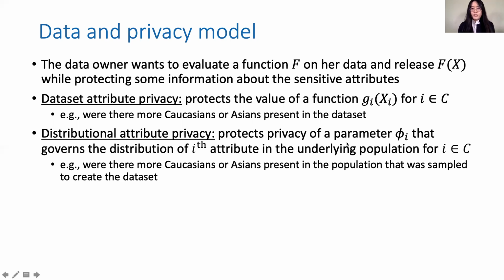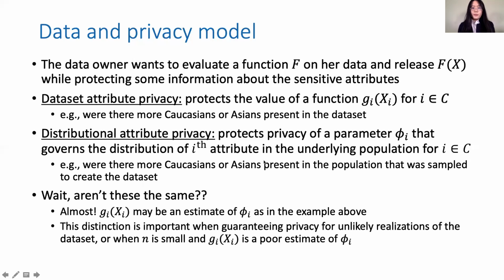Our second privacy notion is distributional attribute privacy, which protects the parameters of the underlying distribution from which the dataset was sampled. For example, the property is: were there more Caucasians or Asians present in the population that was sampled to create this dataset? We model this parameter as a parameter phi_i, which governs the distribution of the ith attribute.